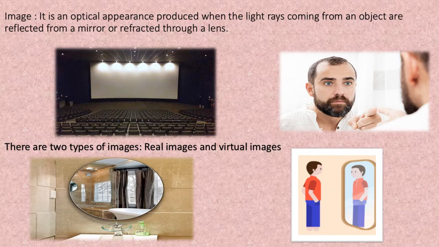So let us take the case of a shaving mirror. What type of image does it produce? Or take the case of a plane mirror. What is the type of image produced by a plane mirror? Let us understand more about real images and virtual images.